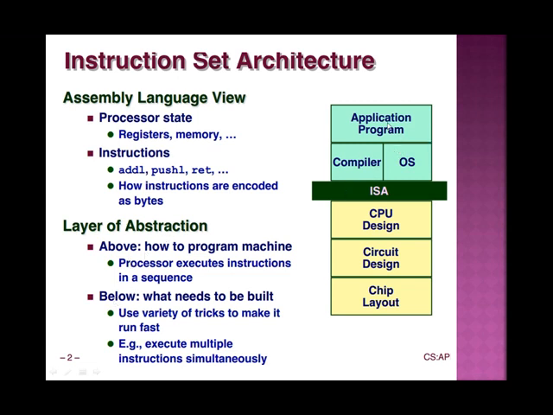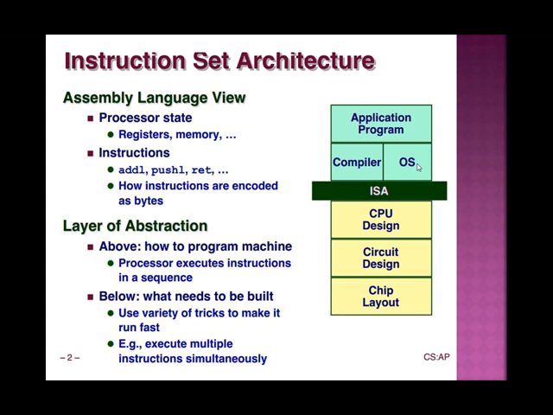Above layer indicates, this is your above layer, how to program the machine. The processor executes instructions in a sequence. This is your compiler, this is your OS. So how a processor or CPU executes the instructions in a sequence, that is line by line.